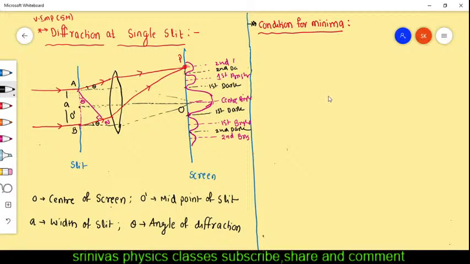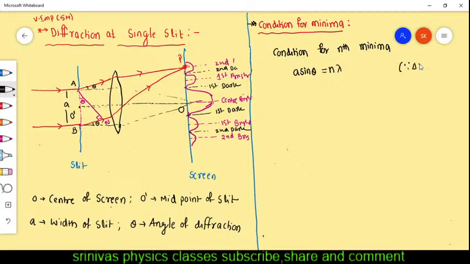For that purpose, what we have to do? We have to go for the condition for nth minima. To form the nth minima, what is the condition? Directly we will write the condition and we will prove it is correct. The condition for the minimum is path difference should be equal to n lambda. This is the condition.